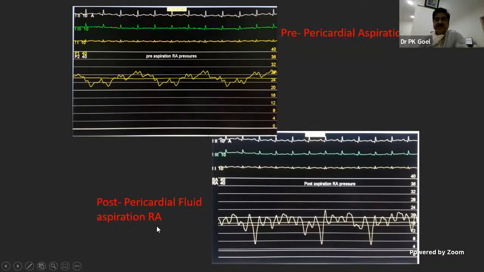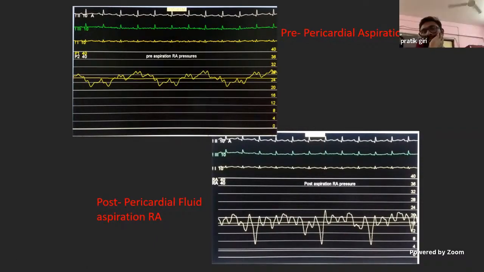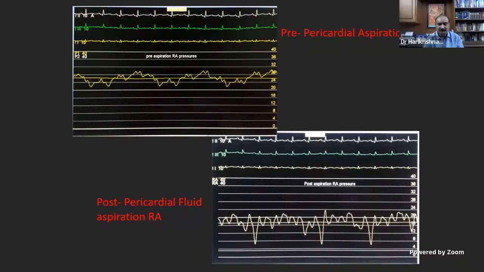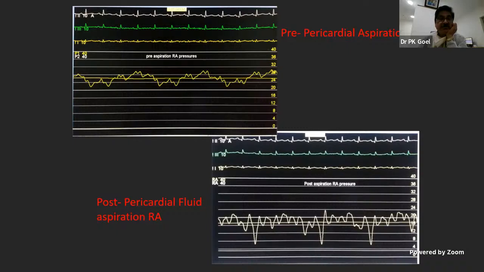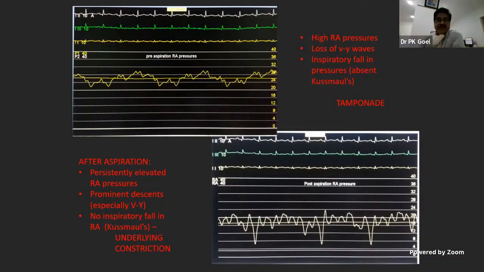If it is restrictive, how will respiratory variation get transmitted to the intrapericardial pressure? You see this fall that is happening here. Why is this fall happening in the lower tracing? After tap, the pressure is slightly less, but still it is high. There is some fall which suggests that maybe it is only temporary. It is not constriction, I don't know. So, initially, transmission into the pericardial space will only happen when there is no constriction.